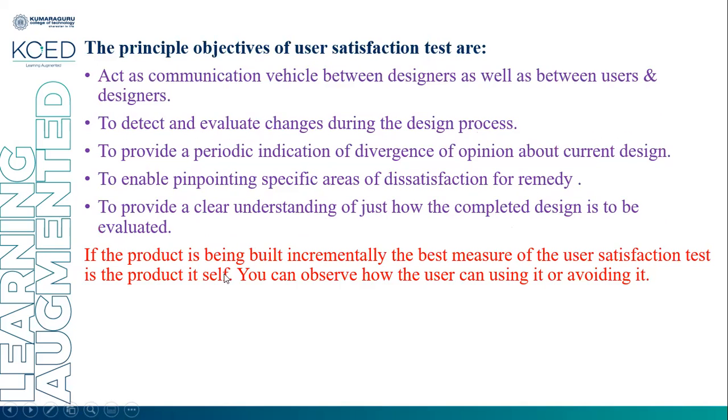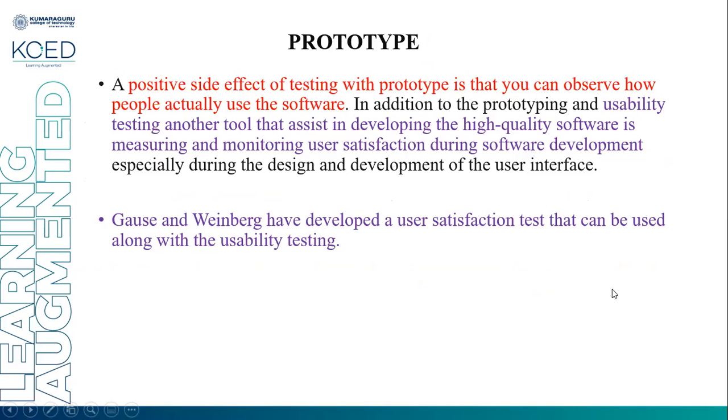If the product is being built incrementally, the best measure for the user satisfaction test is the product itself. The best measurement of user satisfaction is the product itself. You can observe how the users are using it or avoiding it. So next is prototyping. We know all about prototyping.